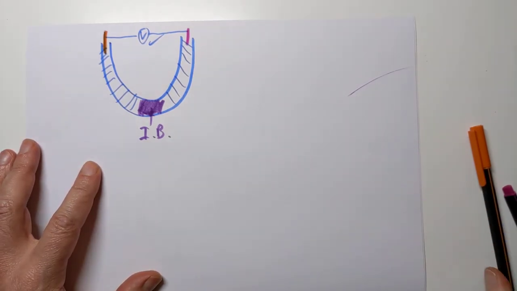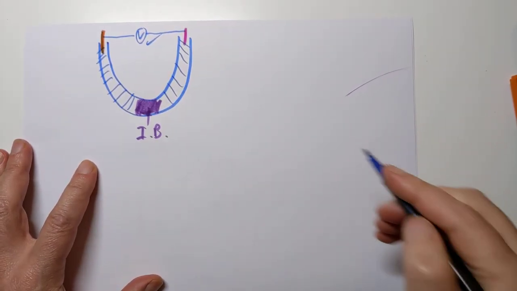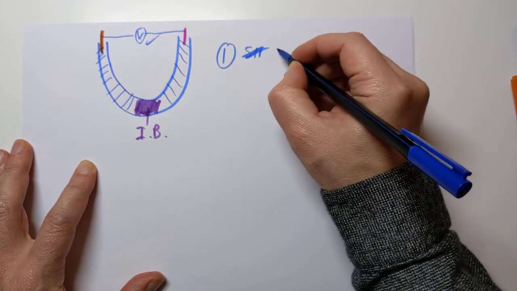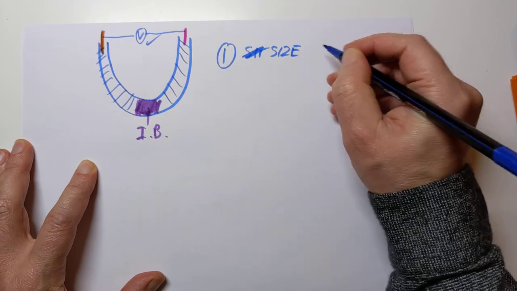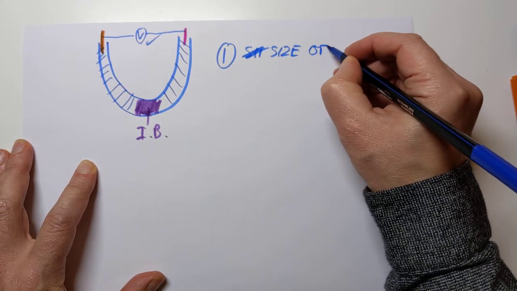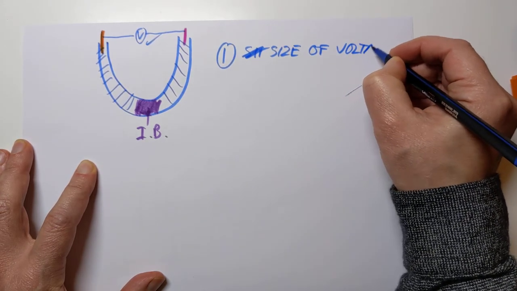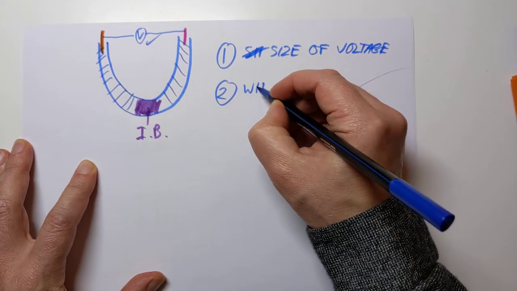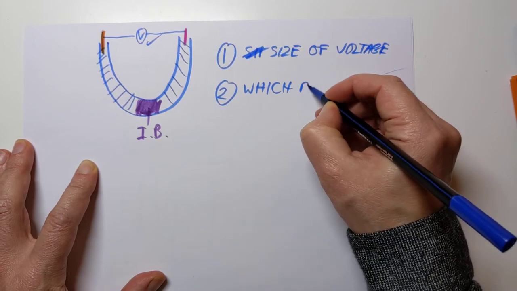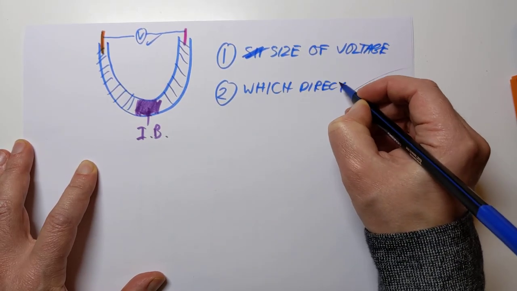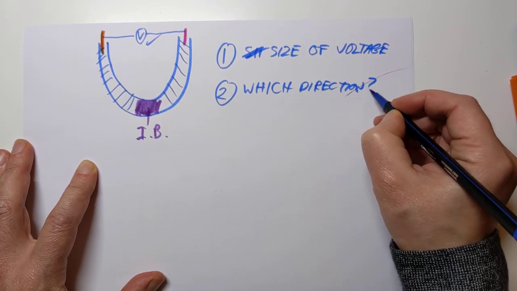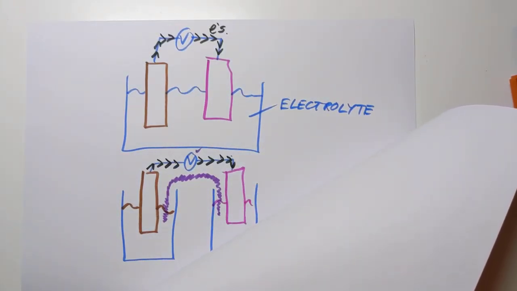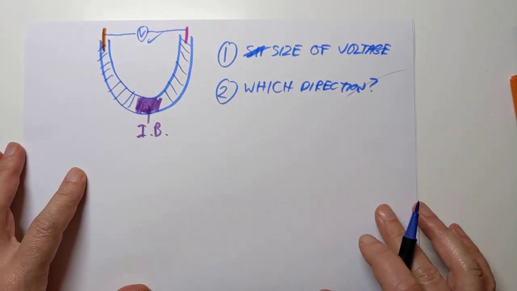Two more things I'd like to cover before we leave cells behind. Number one, what affects the size of the voltage that you get from this battery or this cell? And which direction do electrons flow? Because in my previous example, I just randomly decided to have them flowing from the brown metal to the pink metal, but there is a way to know.